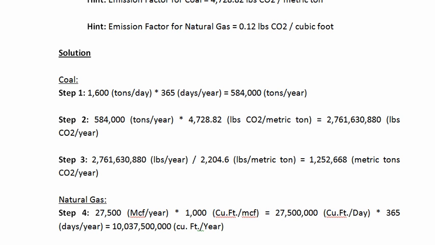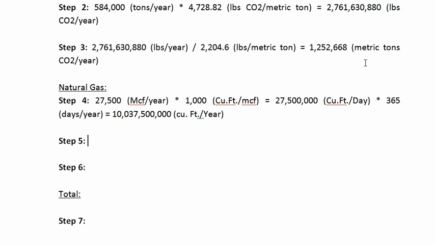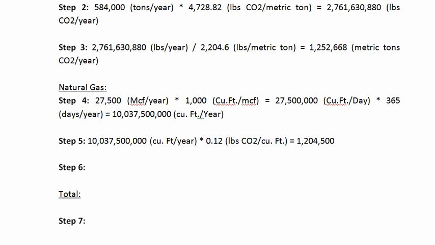Now we know that this power plant consumes just over 10 billion cubic feet of natural gas each year, so all that's left to do in order to calculate emissions is to multiply by our emission factor, which we know is 0.12 pounds of carbon dioxide per cubic foot of natural gas. So let's go ahead and do that. We've got 10,037,500,000 cubic feet per year. Multiply that by 0.12 pounds of CO2 per cubic foot, and that gives us 1,204,500,000 pounds of carbon dioxide per year.